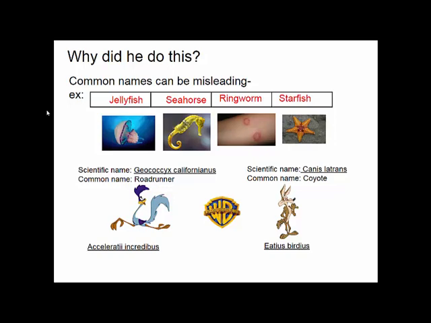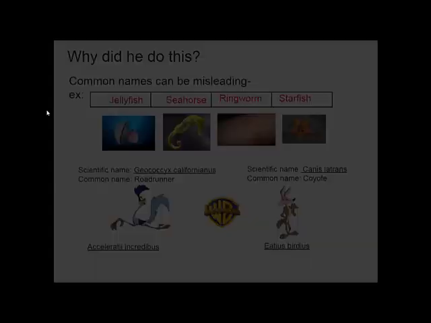Those aren't the actual scientific names because these are real animals. A coyote is a real animal. A roadrunner is a real bird. The actual scientific name for a coyote is Canis latrans, and the actual scientific name for a roadrunner is Geococcyx californianus. So, what, Jake? Coyote's actually faster than the roadrunner. Is that true? Yes. Okay. All right. So those are some examples.